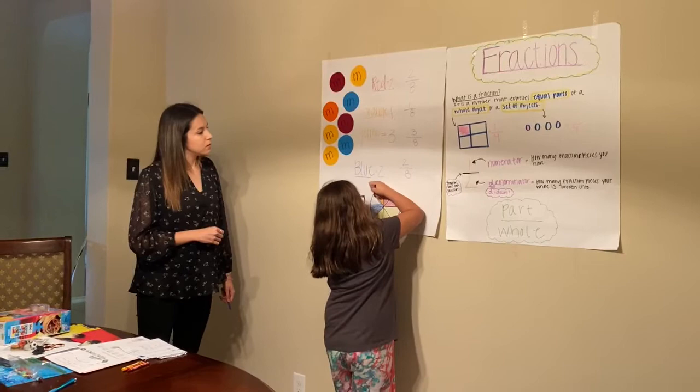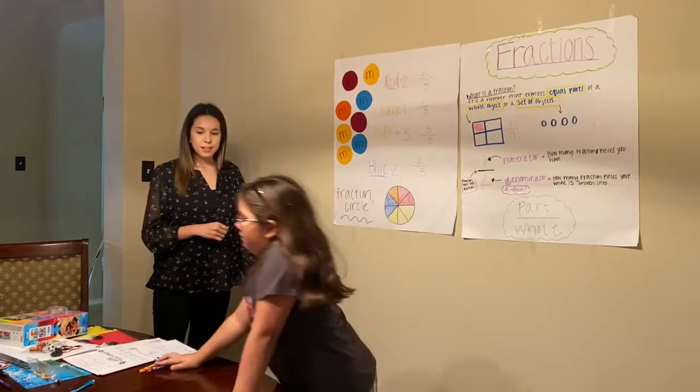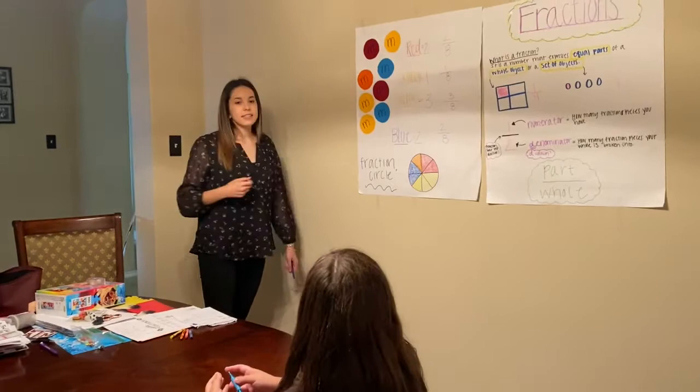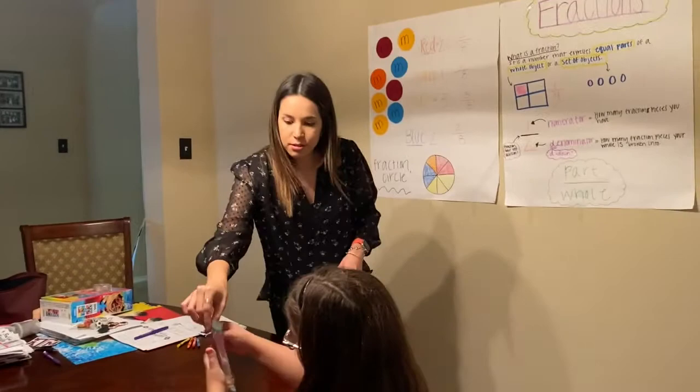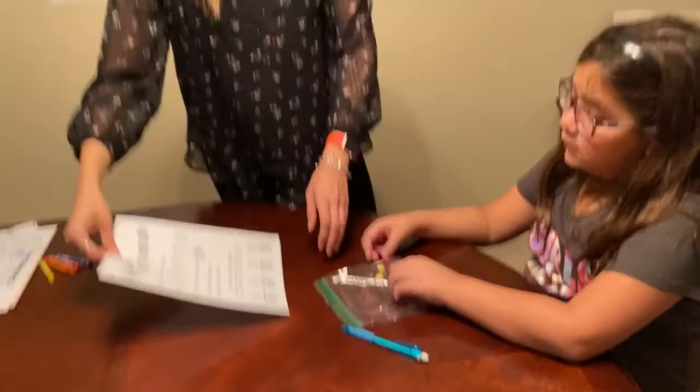All right, awesome. Thank you for your help filling out my chart. And so now that we have done this, I want to give you your very own pack of M&Ms. And don't eat them yet, but here's your M&Ms. And I will give you your worksheet called Edible Fractions. And what you're going to do, you're going to sort out your M&Ms so you can take them out of the bag.